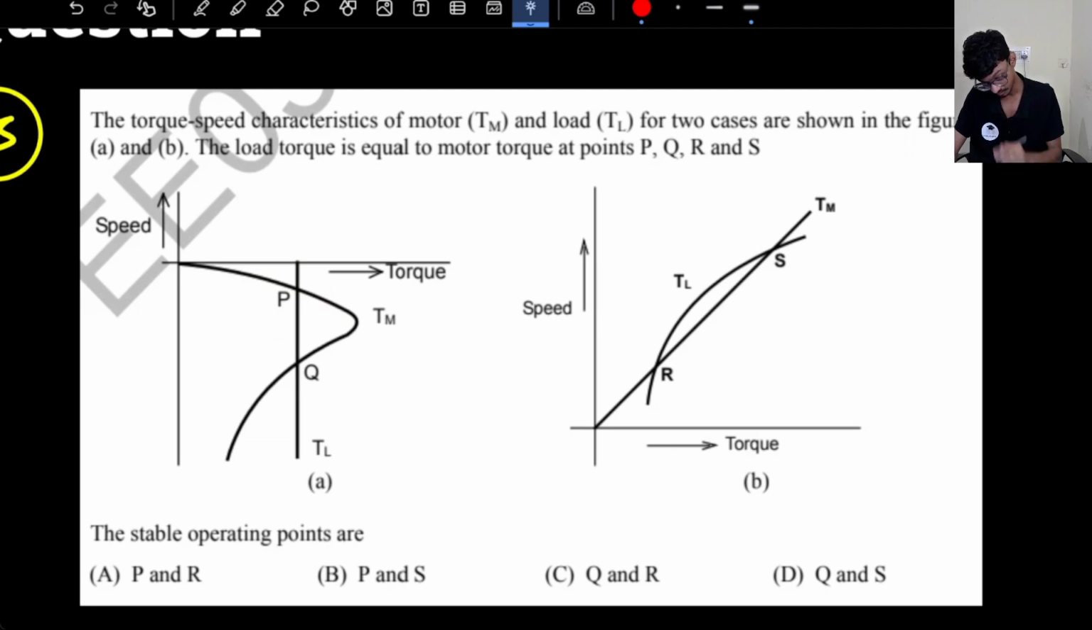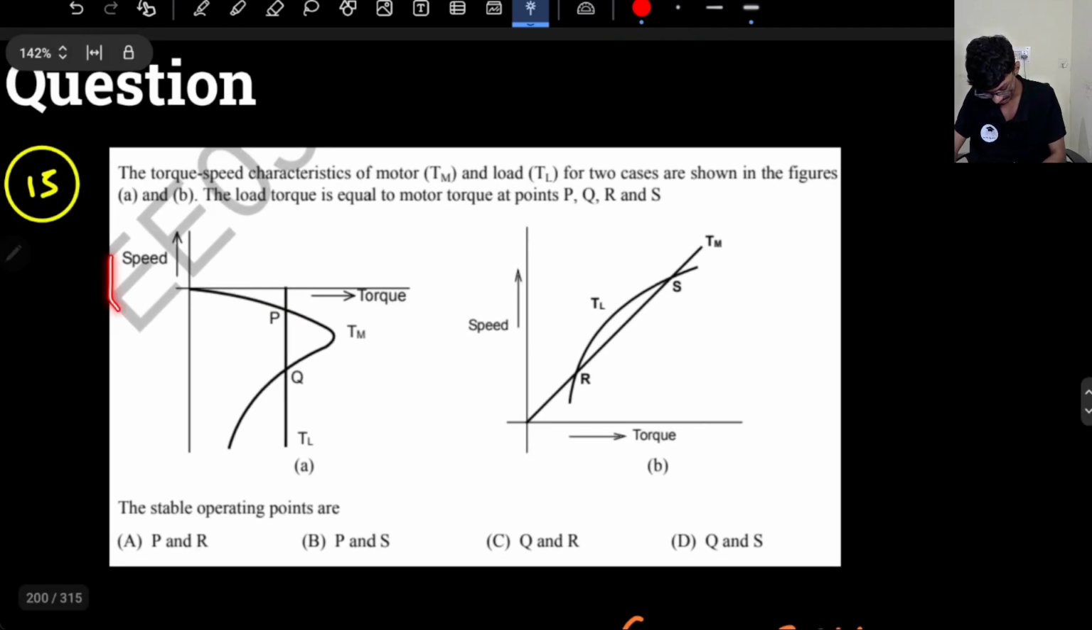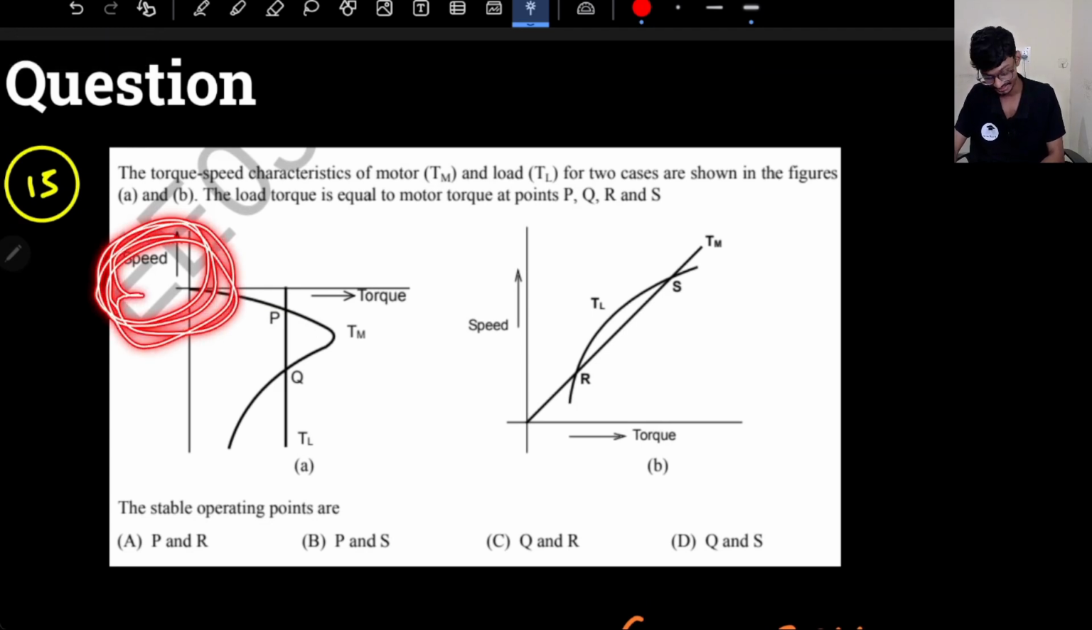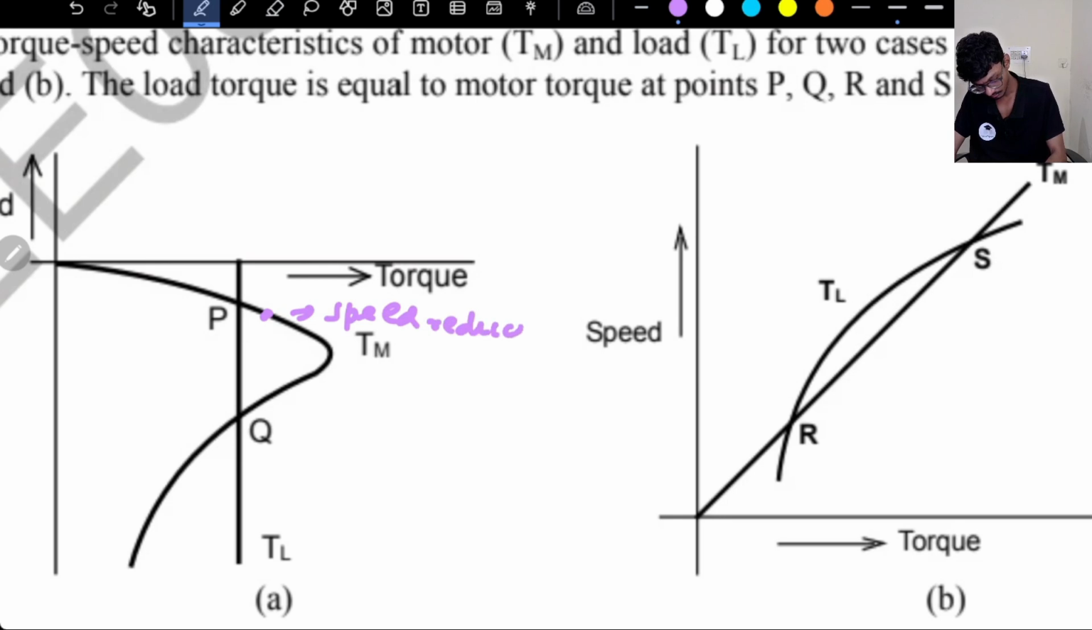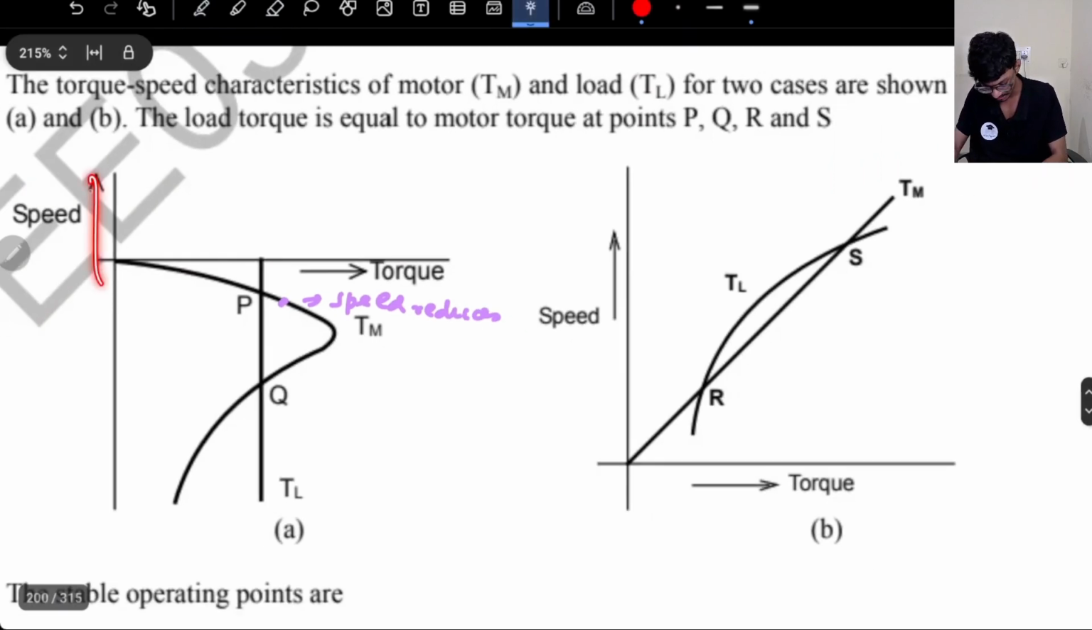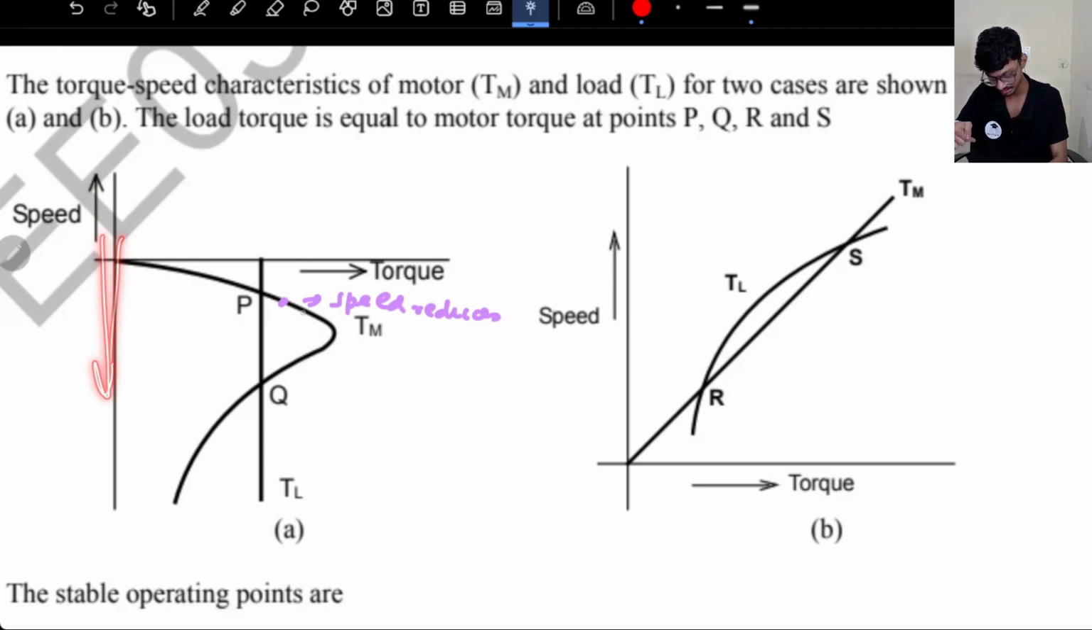Please keep this in mind: this is the direction of the speed. It is not that if I'm moving in this direction the speed increases. If I'm moving here, the speed reduces. Why does the speed reduce? Because this is the direction at which the speed is increasing, so if I'm moving in the downward direction, that means the speed reduces.